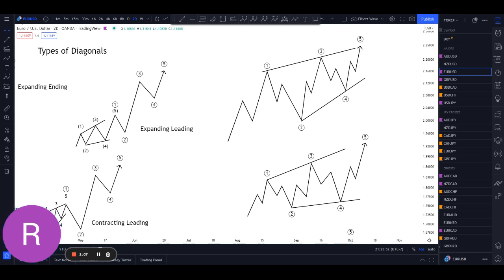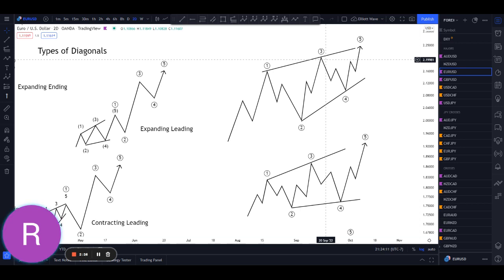Diagonals can only be found in certain places in the larger wave structure. And again, we will go over the specifics on this very soon. But first, let's examine the two types of diagonals here. So this is the first type, the contracting diagonal.